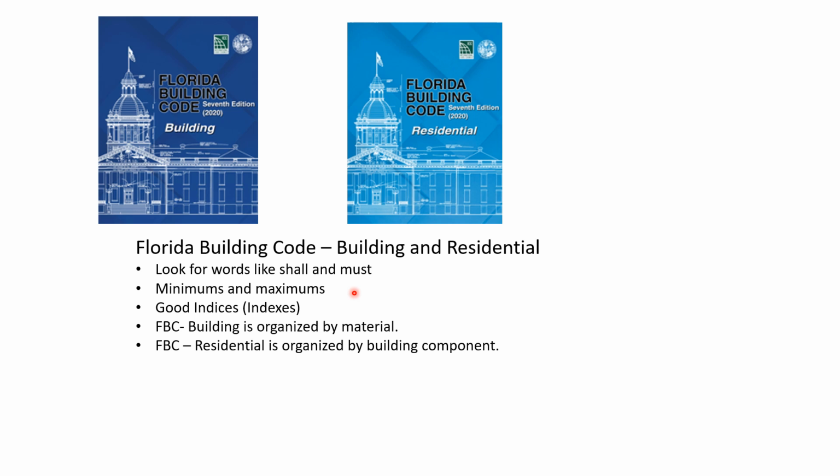A minimum of R19 shall be installed in a ceiling. These types of things, okay? Both of these manuals have good indexes, and what I recommend is that you put these indexes, or indices is the correct word, in the beginning of the manual, because as you try to go back and look at this index every time, it's going to be very hard to flip all those pages.